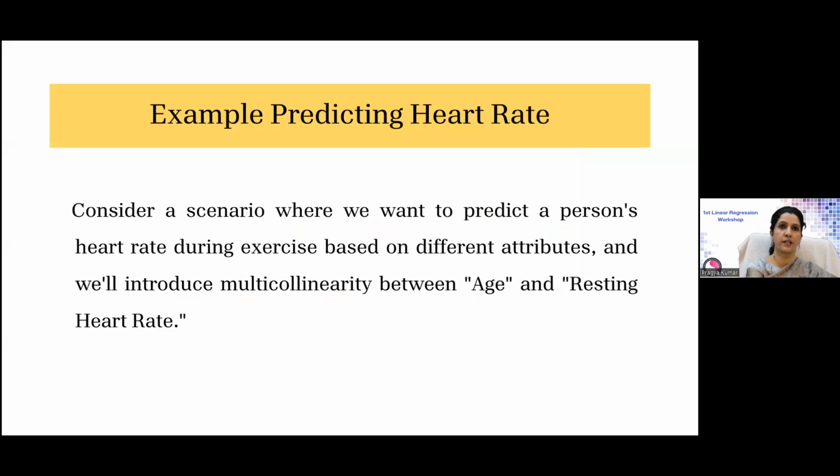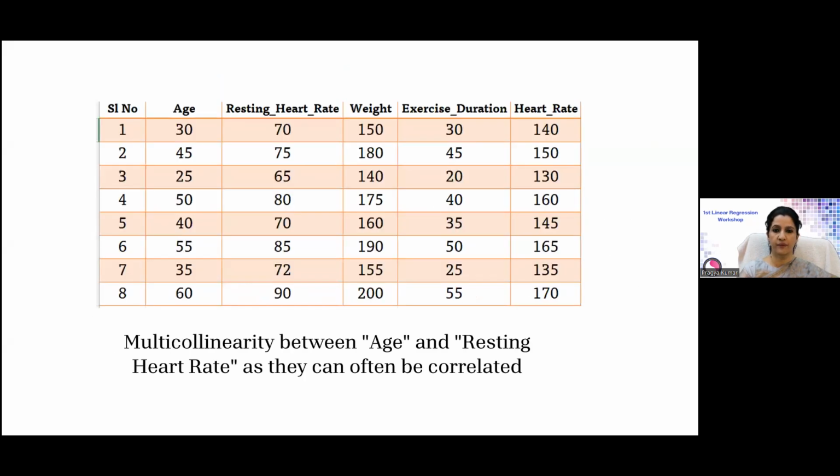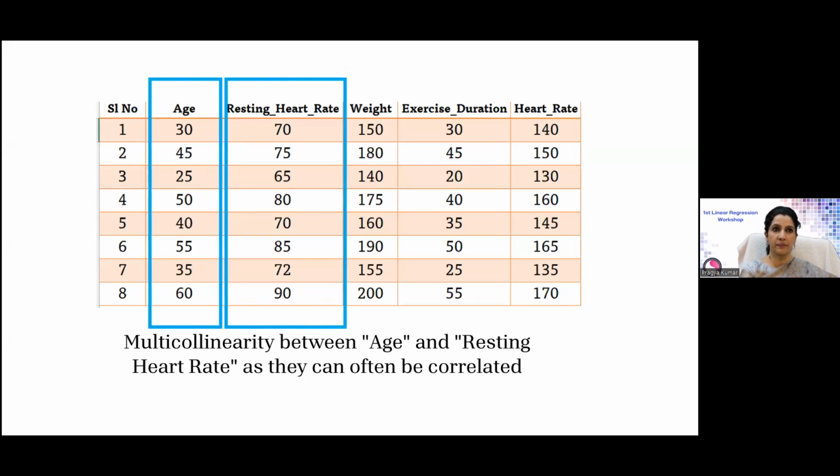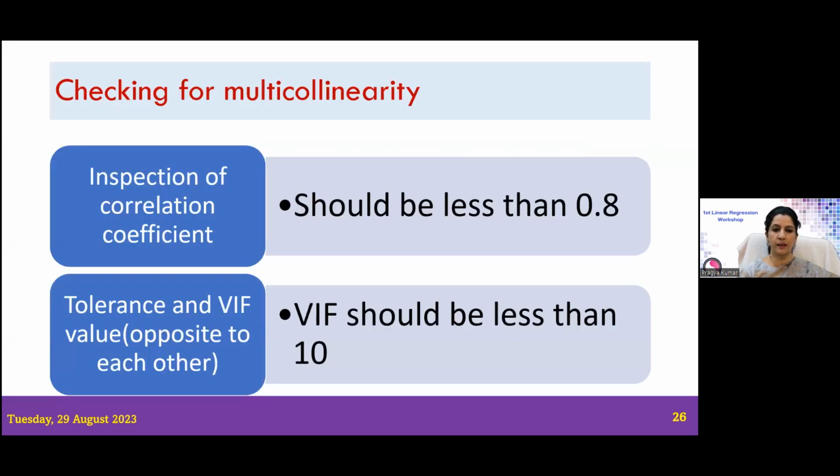Okay, there's one more example before I switch to those two values. If you are predicting heart rate, and if you take age and resting heart rate, then resting heart rate and age might be correlated or collinear. So these are a few examples.